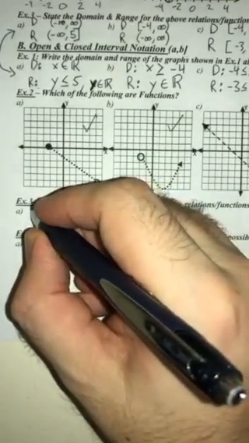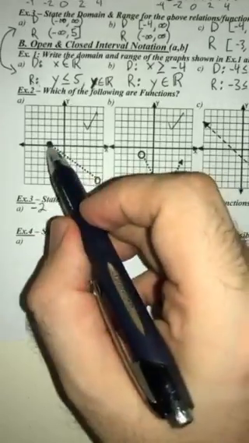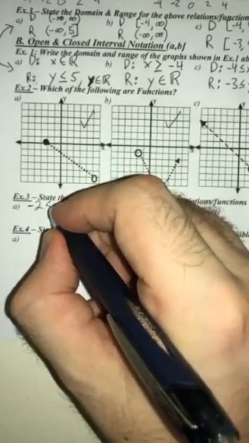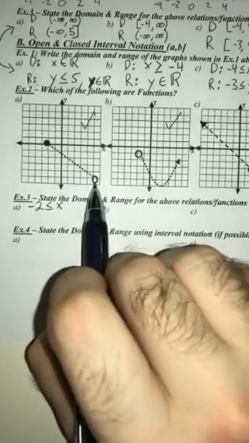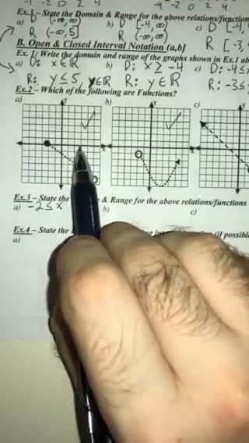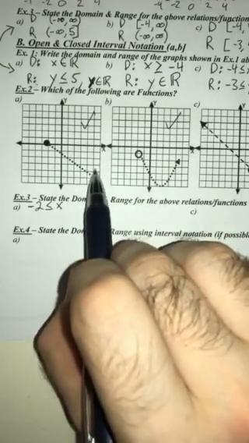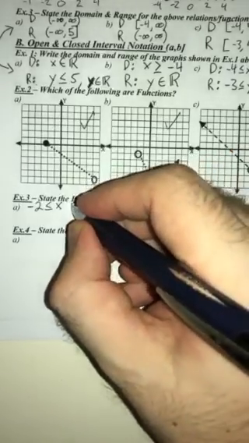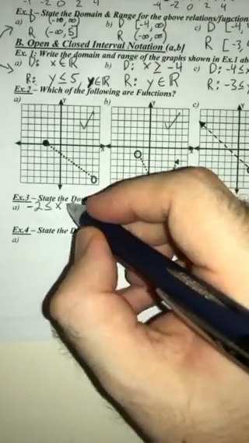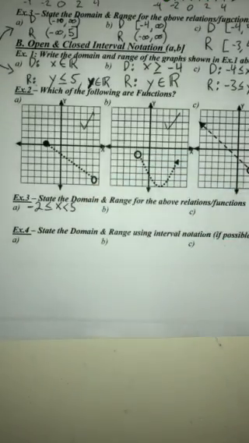So looking at this one, I go from -2 here, and it's included, so it's x is greater than or equal to -2. Over here, which is 1, 2, 3, 4, 5, we'll say that's on the 5. And it does not equal 5, so it's just x is less than 5.